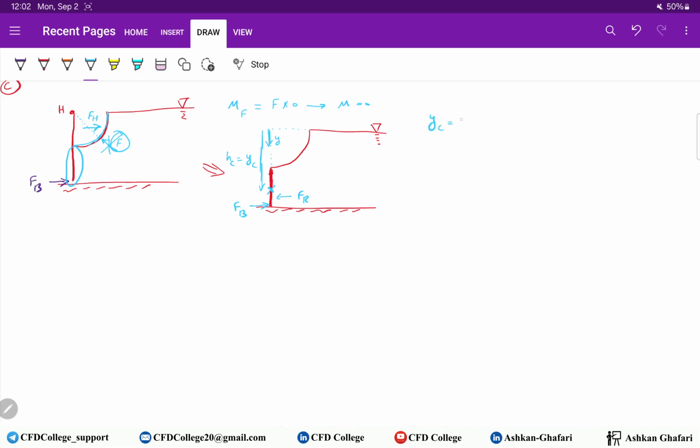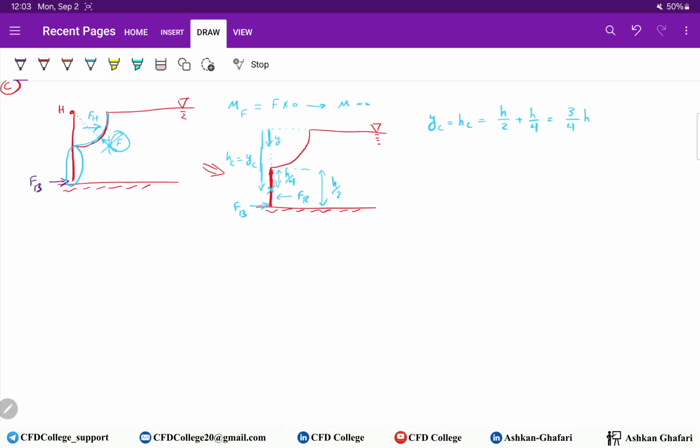So YC equals HC equals H over 2, the radius of the circle, plus H over 4, because the total height of the gate is H over 2, plus H over 4 equals 3 over 4 H.